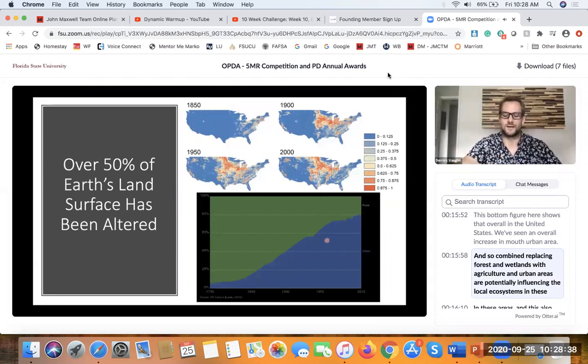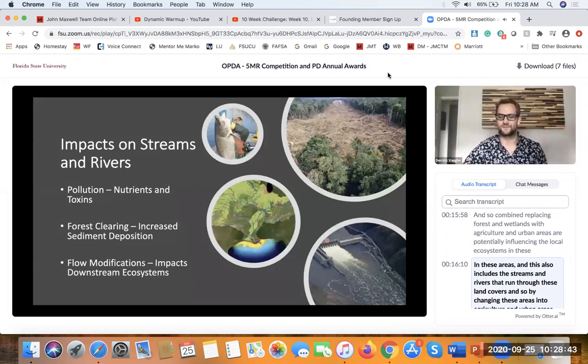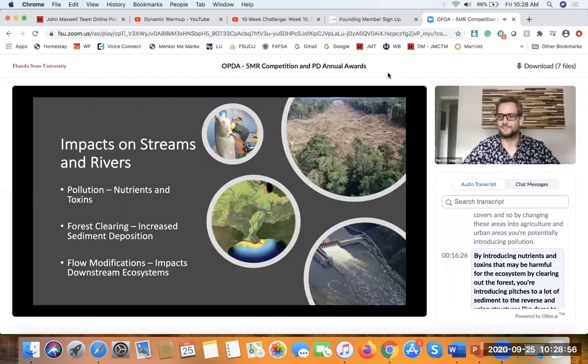And so combined, replacing forests and wetlands with agriculture and urban areas are potentially influencing the local ecosystems in these areas. And this also includes the streams and rivers that run through these land covers. By changing these areas into agriculture and urban areas, you're potentially introducing pollution by introducing nutrients and toxins that may be harmful for the ecosystem. By clearing out the forest, you're introducing potentially a lot of sediment to the rivers, and using structures like dams to modify the flow or impact the ecosystems downstream.